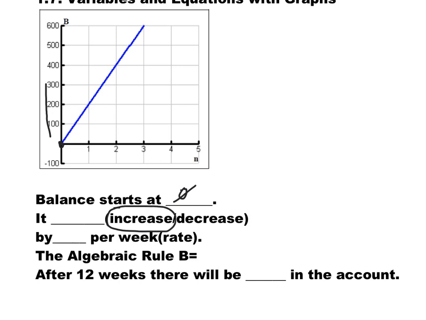Now the next question says, how much is it increasing in this case per week? To do that, if you look at the graph, it's better after 1 week here. You can see the balance is here, which is $200. So because it wants per week, we can say that it is $200 per week, which is increasing.